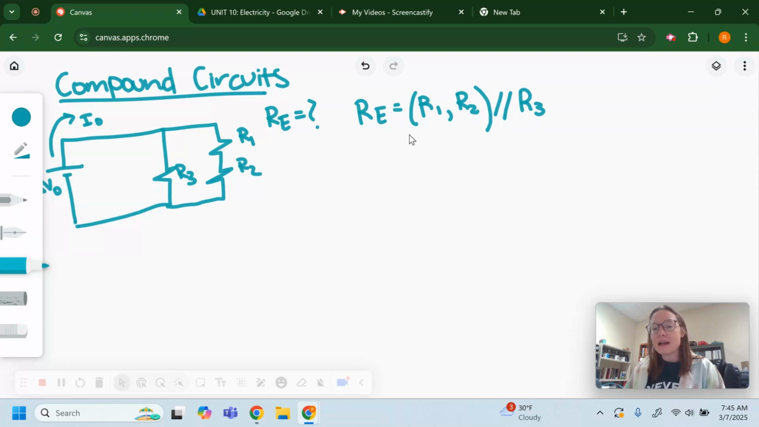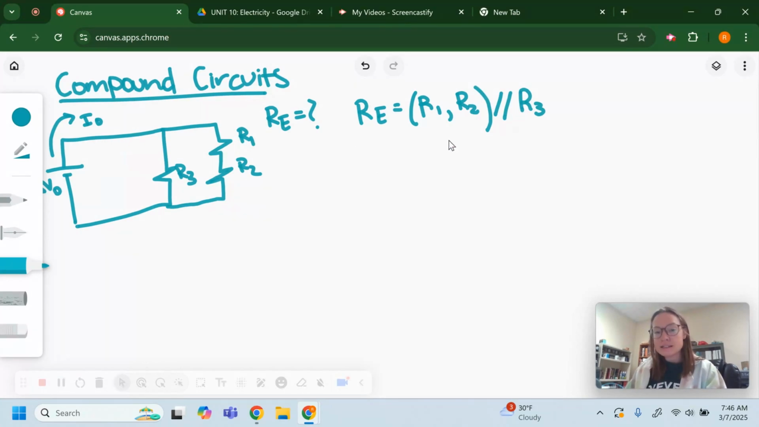This is a statement that I will always make before I actually do any math. So I always start by saying what is in series. I put a comma between the things that are in series, and then I put a double slash between the things that are in parallel. Notice I have to have parentheses around R1 and R2 here because R1 and R2 both are in parallel with R3. It's not just R2 that is in parallel with R3, and it's not just R1. It's R1 and R2 that are in parallel with R3.